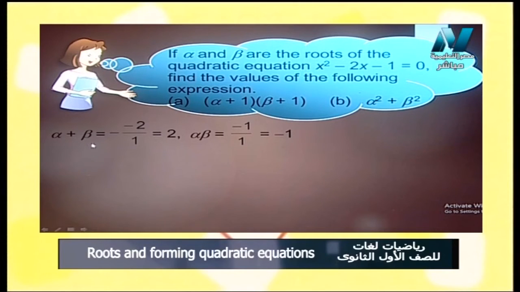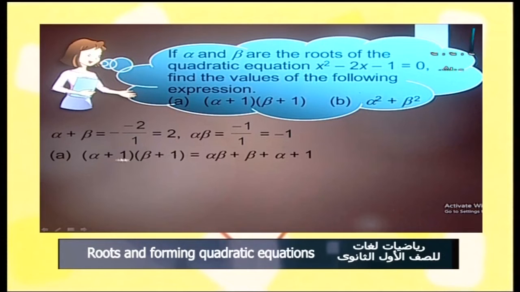Alpha plus beta is the sum of the two roots of the original equation, and alpha beta is the product of the roots. We would like to find alpha plus beta, and alpha plus 1 multiplied by beta plus 1. So to answer A, we have to expand alpha plus 1 multiplied by beta plus 1.